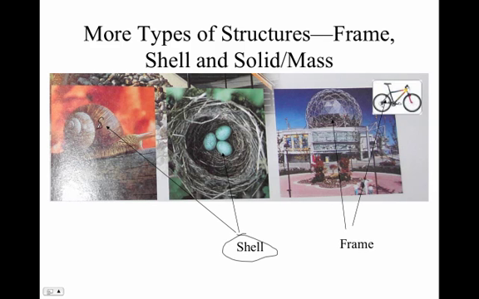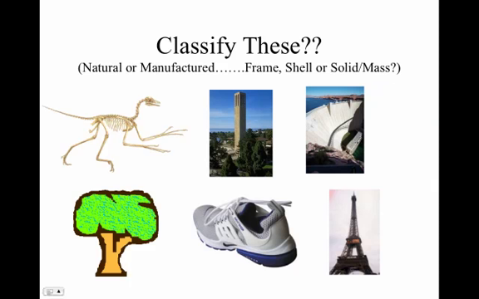This would be a shell structure, and once the chick is out of here, it would be a shell structure. Here's a frame, the Epcot. A bike is a frame structure. And a solid structure, you couldn't get inside it. So let's see if we can classify these as natural or manufactured, and then frame, shell, or mass.